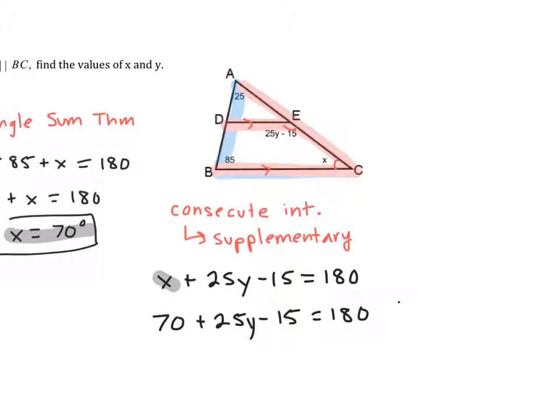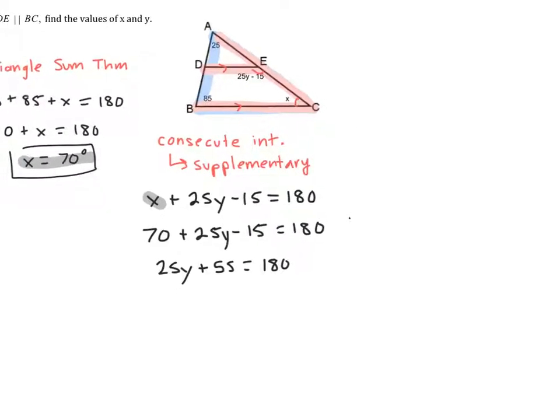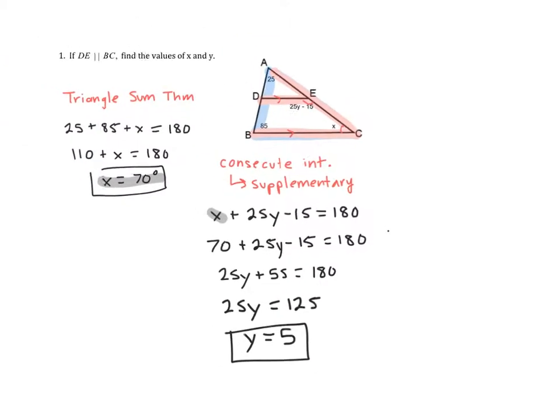Now we can combine like terms. So we get 25y plus 55 equals 180. Now we're going to subtract 55 from both sides. And we get 25y equals 125, which means if we divide both sides by 25, we get y equals 5. And that's just part of a bigger degree, so I'm just going to leave it as 5.